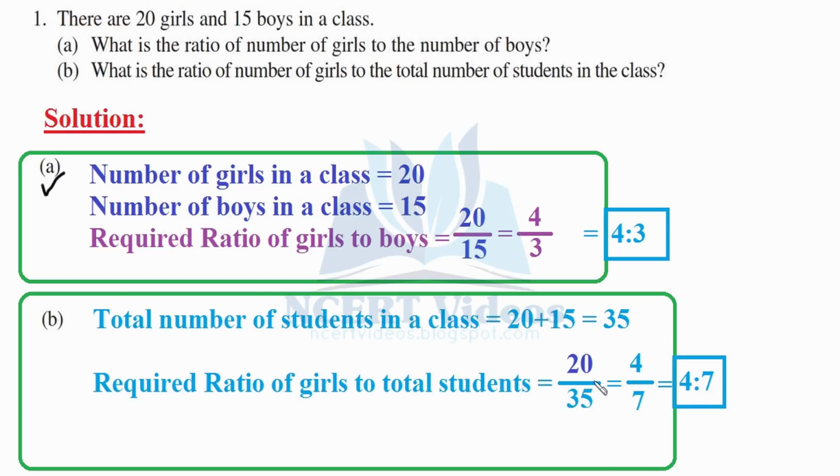Therefore 4 5s are 20 and 7 5s are 35. So the required ratio is 4:7. This was your question number first. By the way, what does this ratio mean? When we write 4:3 and 4:7, it means that in case of 4:7, for a total of 7 students in a class, there are 4 girls. This is how you read ratios.